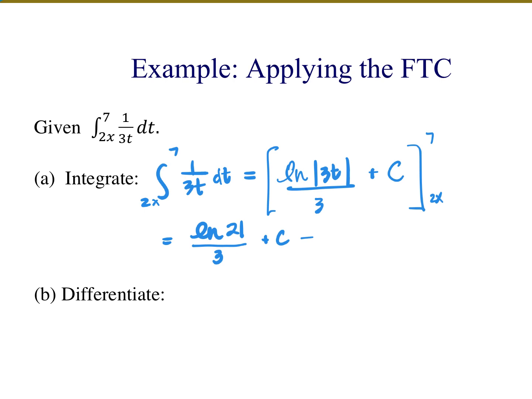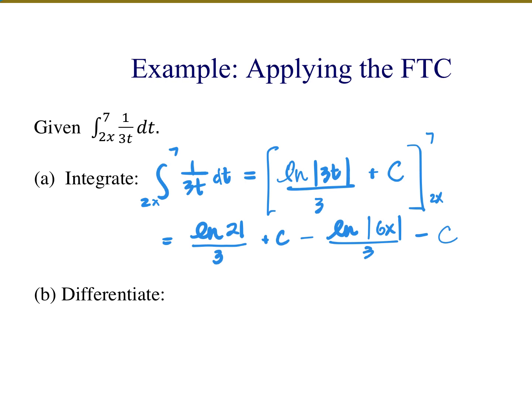And then minus the natural log of the absolute value of 6x. And I need absolute values. Why? Because I don't know if x is a positive number or a negative number, so I need it. Over 3, and then minus c, which will eventually cancel each other out. That's the hard way to do that problem.